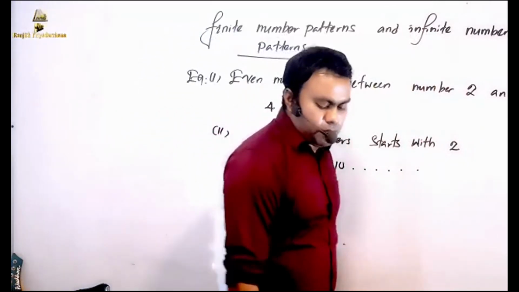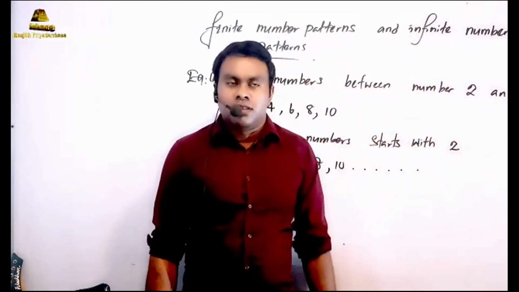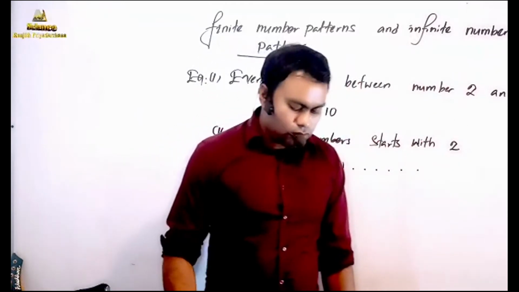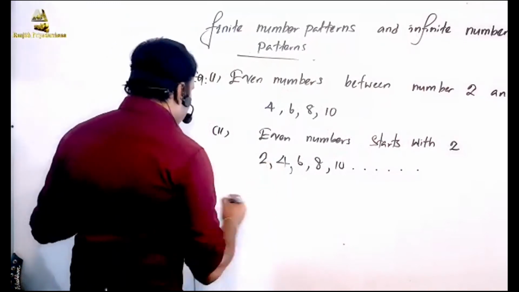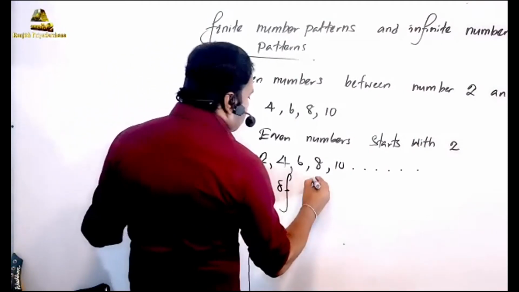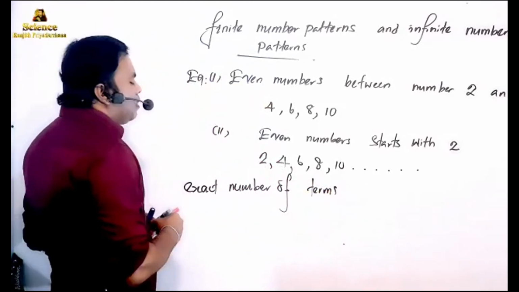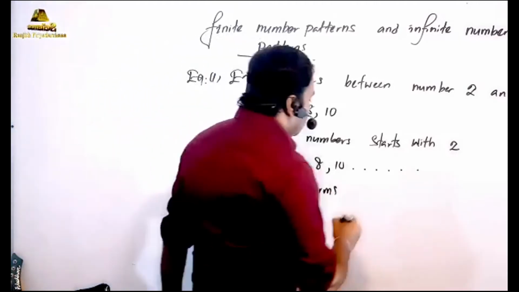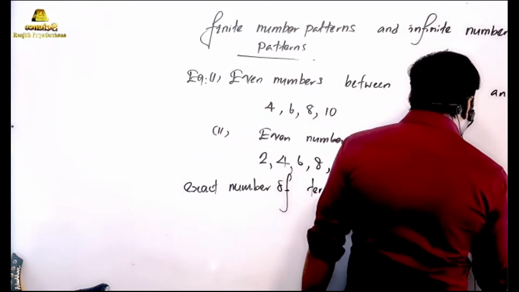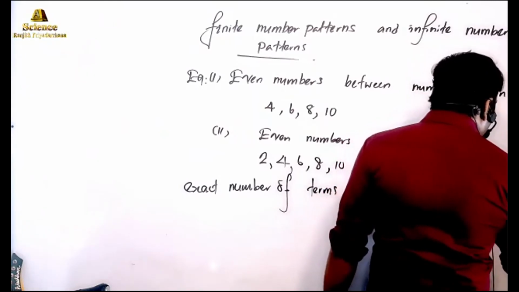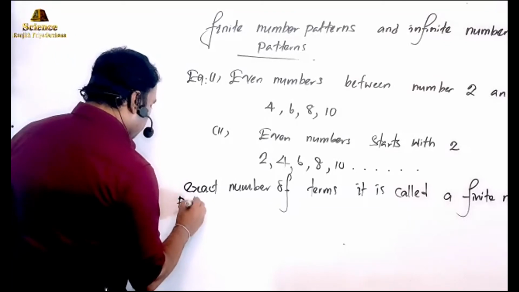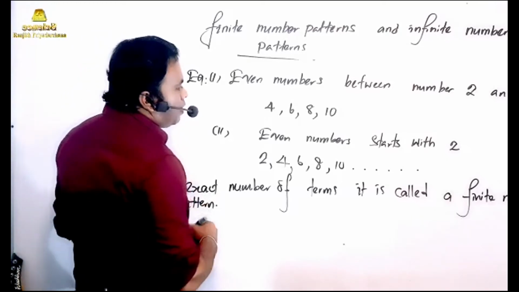If any number pattern consists of an exact number of terms, it is called a finite number pattern. It's called a finite number pattern.